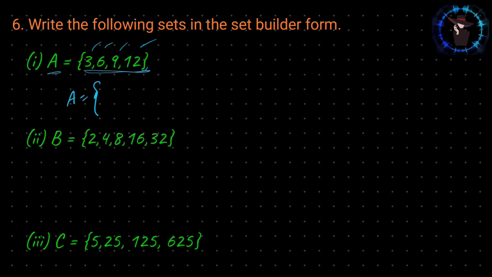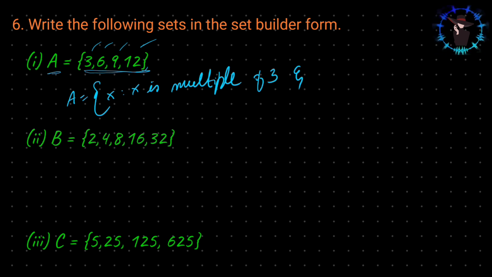A is a set name where x are the elements such that x is a multiple of 3, right? These are the multiples of 3. Multiple of 3 and less than 13, because we end at 12, so it's less than 13.